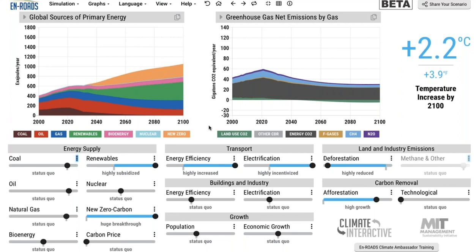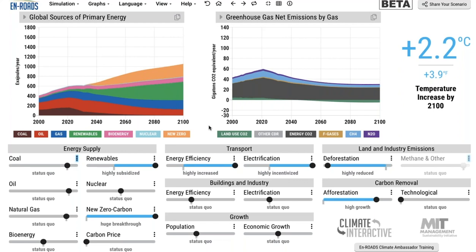Perfect, thanks, Ellie. A few people have asked just about speaking to how En-ROADS can comment on regional policy differences, cities, communities, and maybe you could explore this versus our other model series.